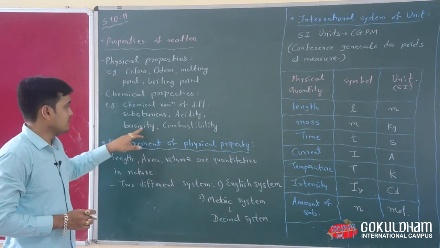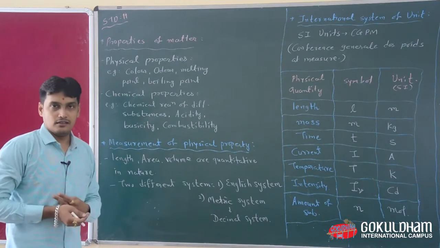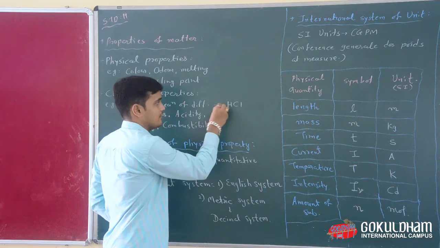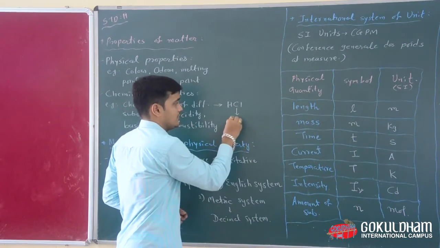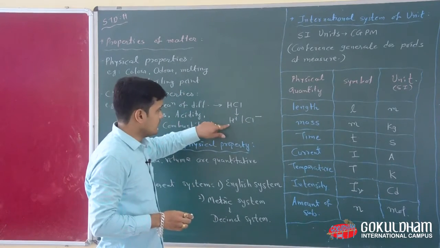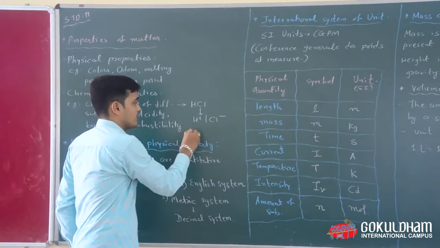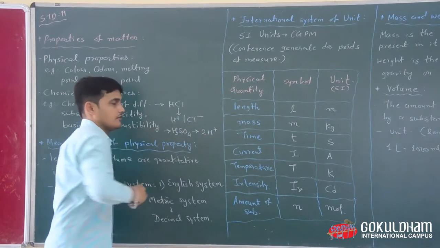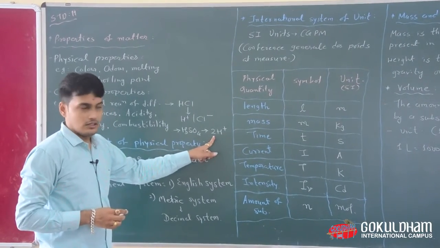Another one is acidity, and another example is basicity. What do we mean by acidity and basicity? Acidity means, suppose we have HCl, hydrochloric acid. This HCl separates into H plus and Cl minus. This H plus is known as acidity. In H2SO4, you will get 2H plus, which means the acidity of H2SO4 is 2.